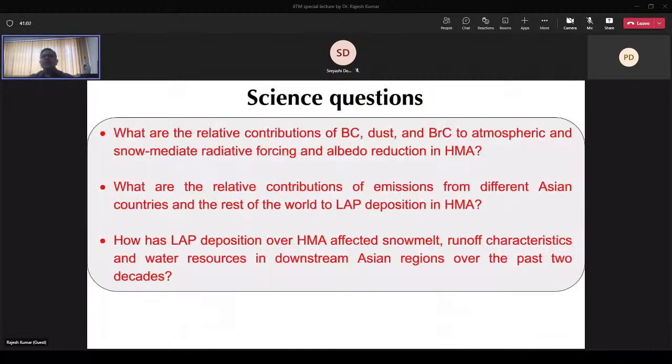So because of this, we defined three science questions in this project. The first is, what are the relative contributions of BC, dust and brown carbon to atmospheric and snow mediated radiative forcing and albedo reduction in high mountain Asia? Second, what are the relative contributions of emissions from different Asian countries and the rest of the world to light absorbing particle deposition in high mountain Asia? And the third is, how has LAP deposition over high mountain Asia affected snow melt, runoff characteristics, and water resources in downstream Asian regions over the past two decades?